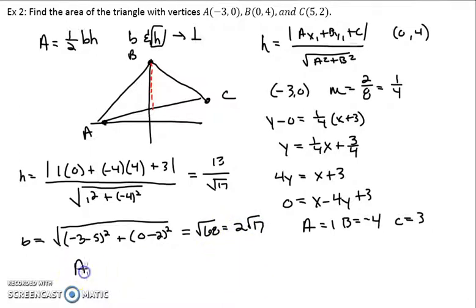So our area is 1/2 the base, 2 radical 17, times the height, 13 over radical 17. And a lot of this stuff's going to cancel out. So if we look, we have a 1/2 times a 2. We have a radical 17 in the numerator, a radical 17 in the denominator. So our area here turns out to be just 13.